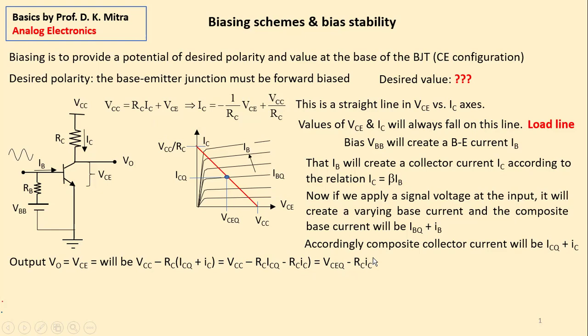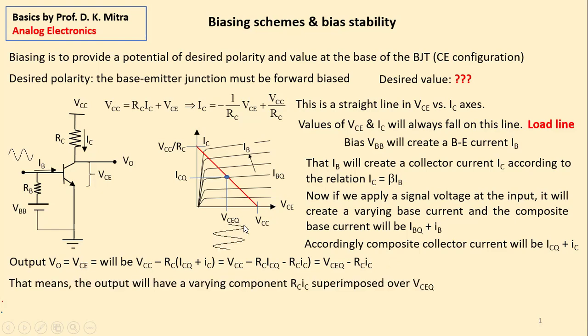The varying voltage, its value is RC ic, or the peak of the ic. That means the output is a varying voltage like this: VCQ with a variation. If you put an oscilloscope here, you will find a DC voltage, and on the DC voltage there is a variation like this. We shall see later on, and I think I have talked about it in my last lesson also: just simply put a capacitor, the DC will be blocked, and at the output you get the AC out. So the output will have a varying component RC ic superimposed over VCQ, like this. This is the output.